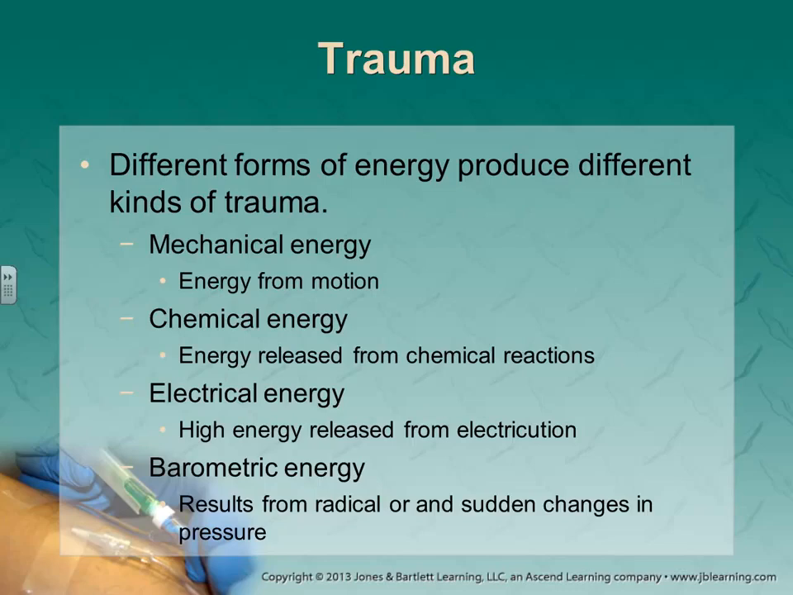So there are several different types of energy that can be dissipated in the body and cause trauma. You've got your mechanical energy. That's usually going to be the most common type of energy dissipation that causes injury when we see it in the field.